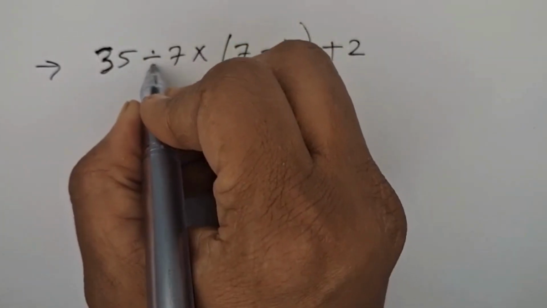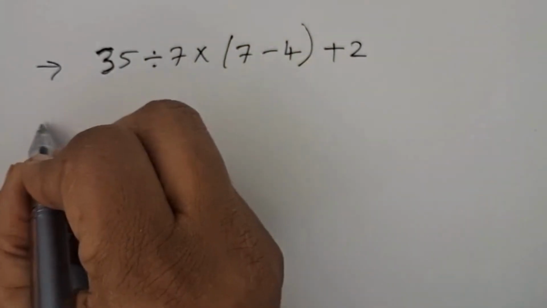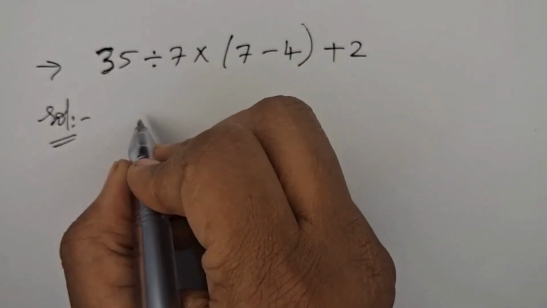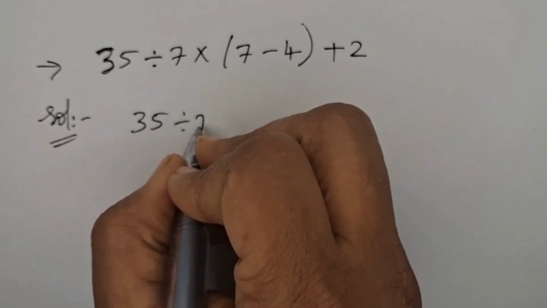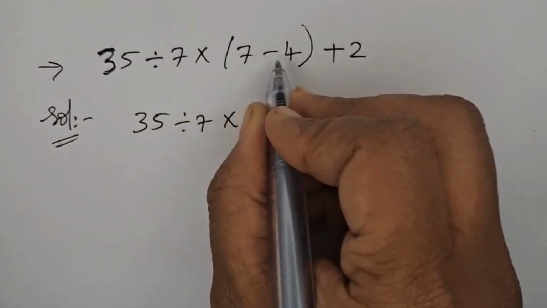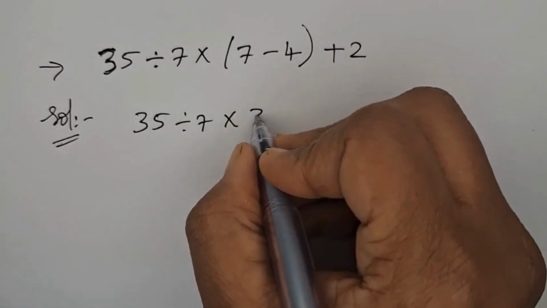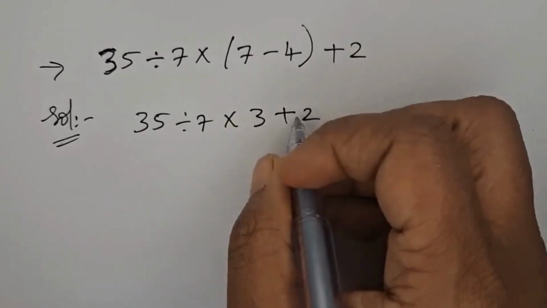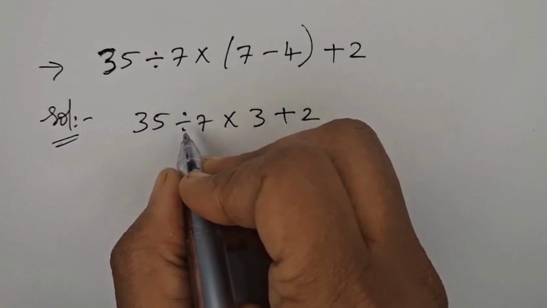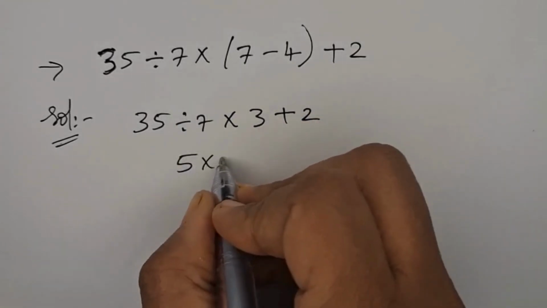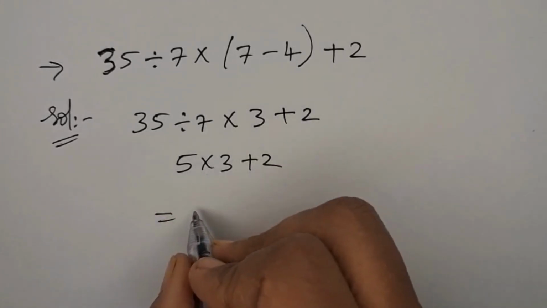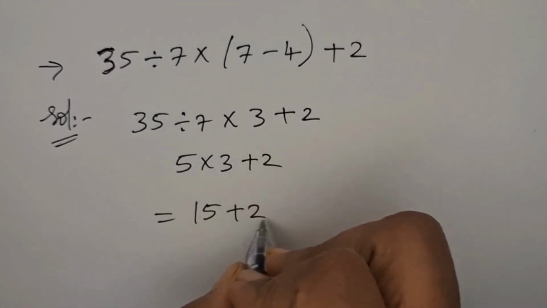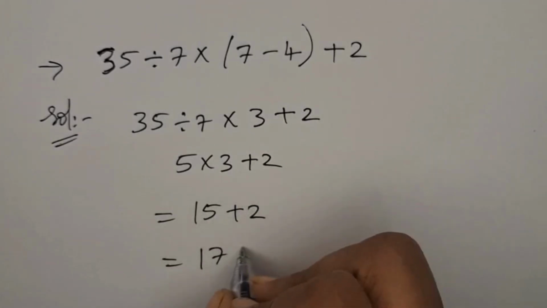The first question is 35 divided by 7 into 7 minus 4 plus 2. 35 divided by 7 into 7 minus 4 is 3, plus 2. 35 divided by 7 is 5 into 3 plus 2. That is equal to 5 3s are 15 plus 2. That is equal to 17 is the answer.